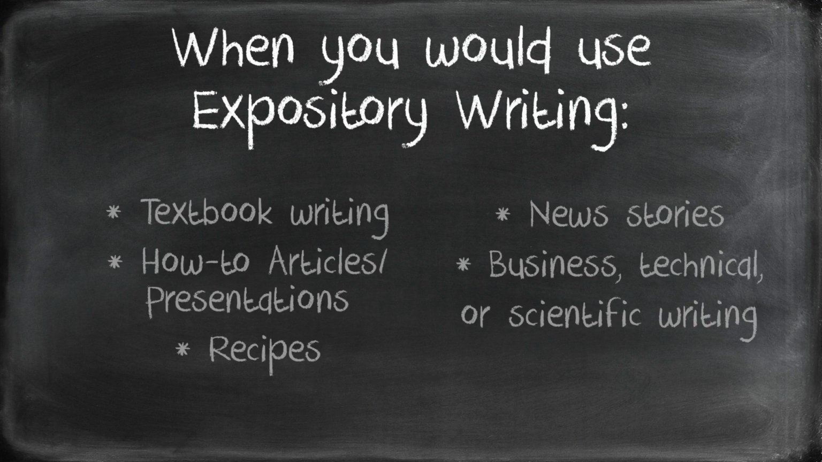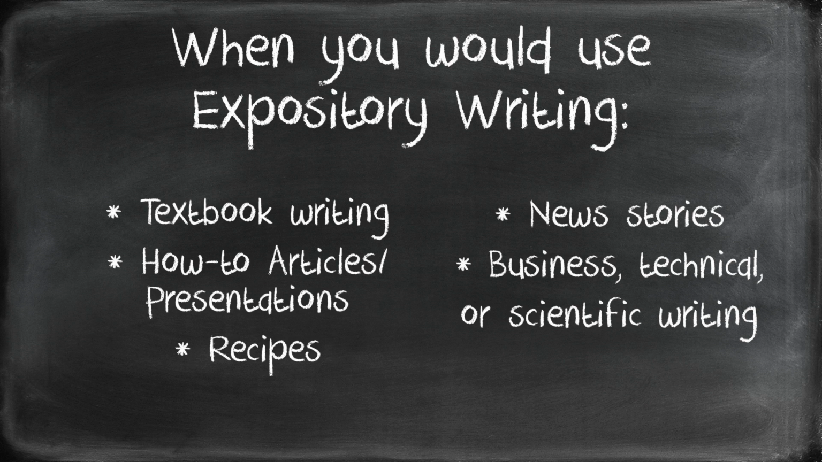Some things to keep in mind. Here is a brief list of some examples where you would often see expository writing taking place. You would often see expository writing in textbook writing, how-to articles or presentations, recipes, news stories. These do not include opinion or editorial pieces where people tend to lean one way and try to convince people of others. That would definitely lean more towards persuasion. And the last one would be business, technical, or just scientific writing in general.